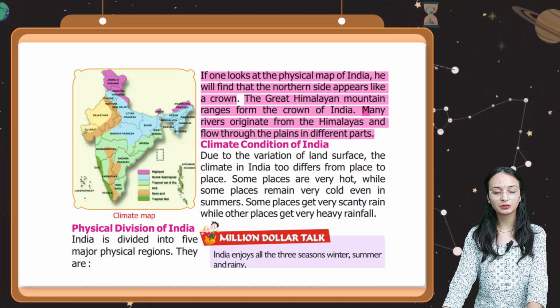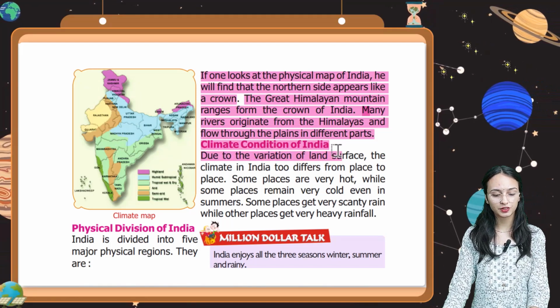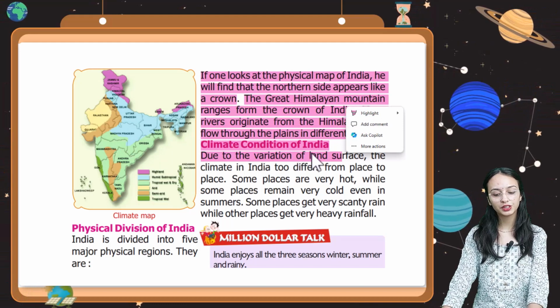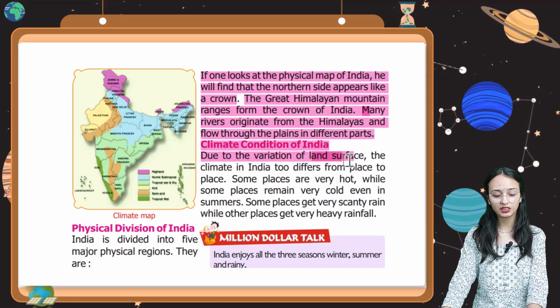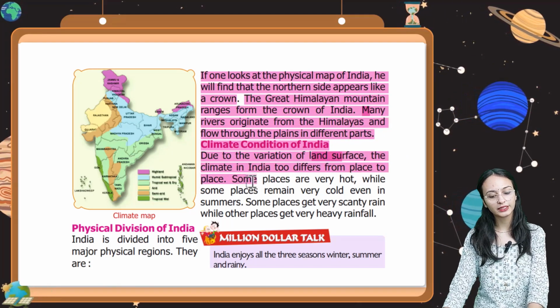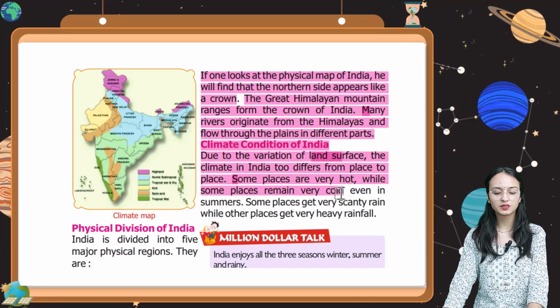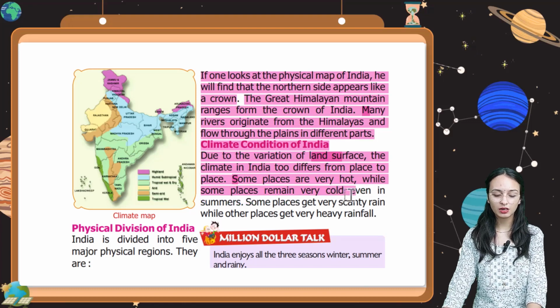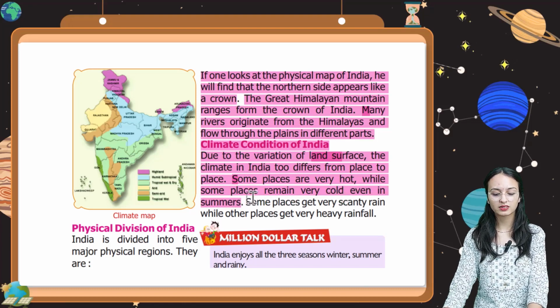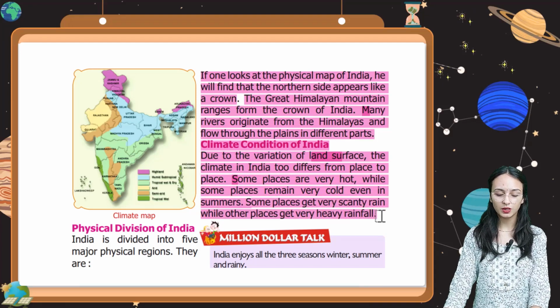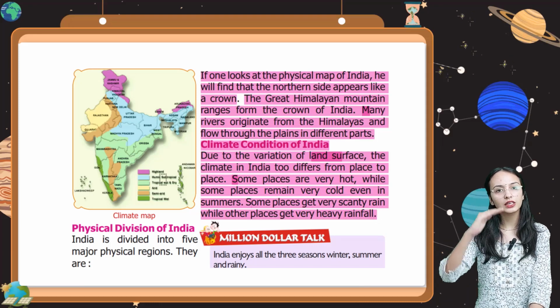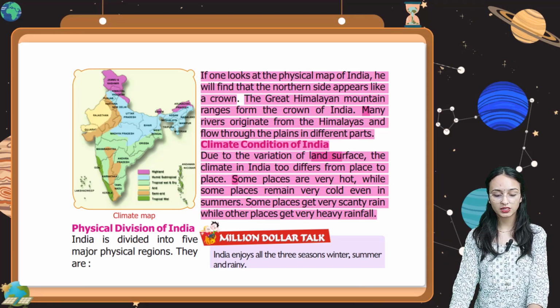Now we will read about the climatic conditions of India. Due to variation of land surface, the climate in India too differs from place to place. Some places are very hot, while some places remain very cold even in summers. Some places get very scanty rainfall. By scanty we mean very less in amount. And some places get heavy rainfall.